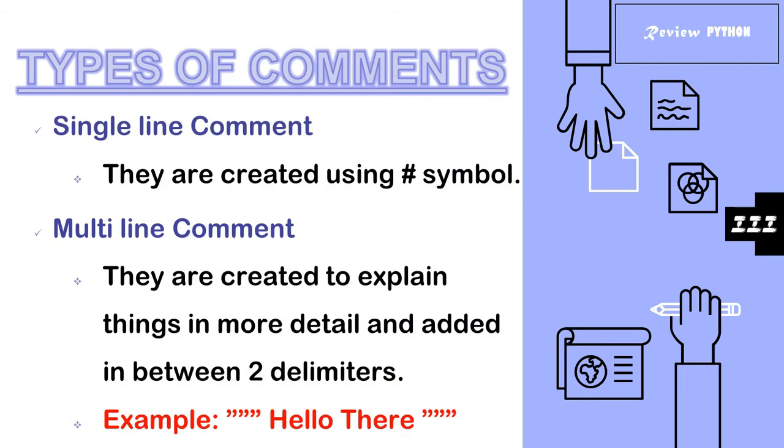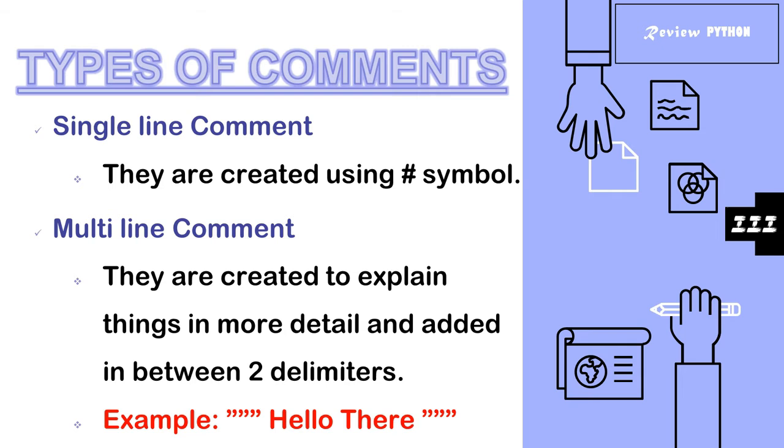Basically, these are of two types. As I told you earlier, single line comments and multi-line comments. Single line comments, as the name suggests, are of one line only. And they are introduced in a Python program using a hash symbol. Whereas multi-line comments are able to explain things better and in more detail. So these multi-line comments can be added using a delimiter. What is a delimiter? Three consecutive double quotes are known as a delimiter. And the multi-line comment is always added between two delimiters, as shown in the example below.